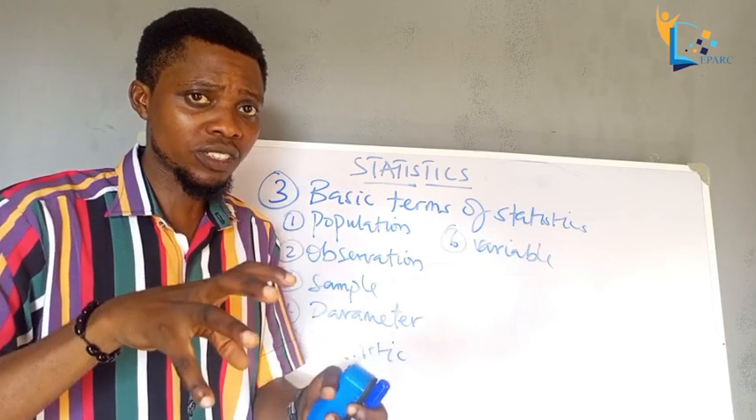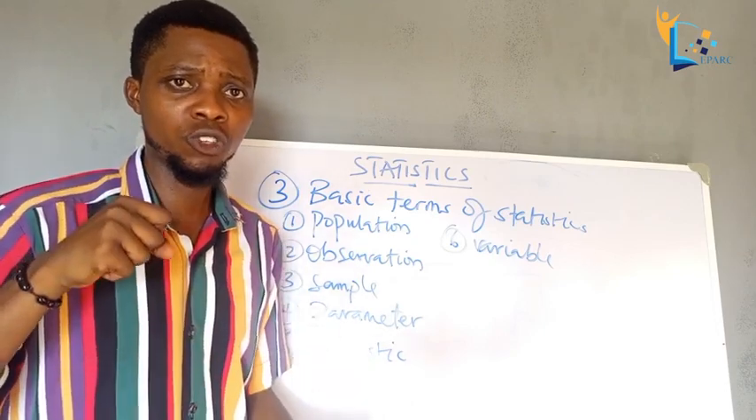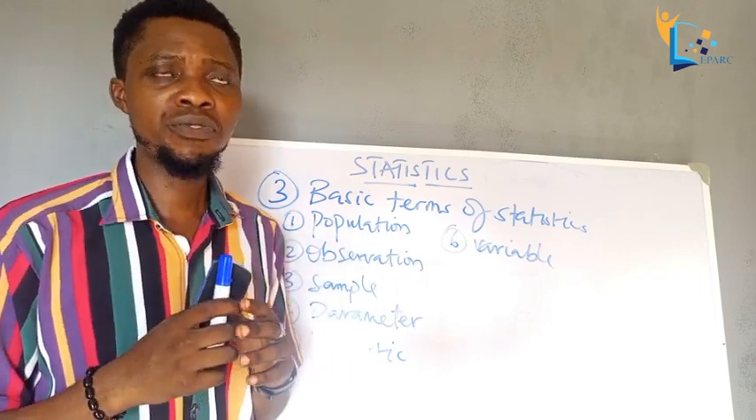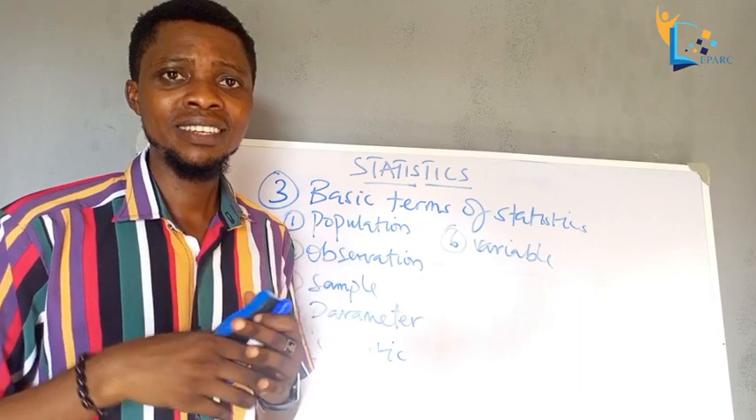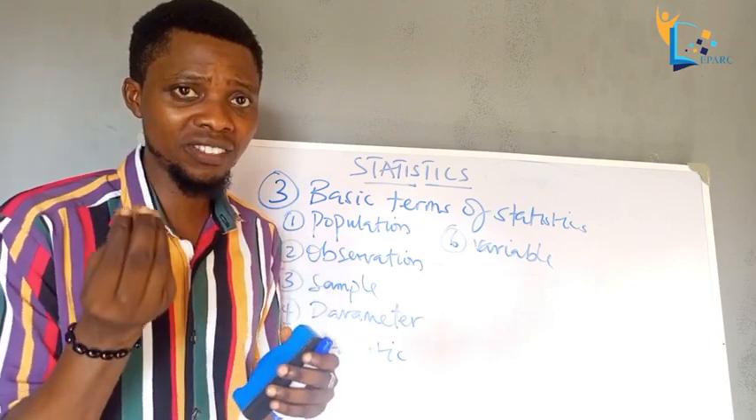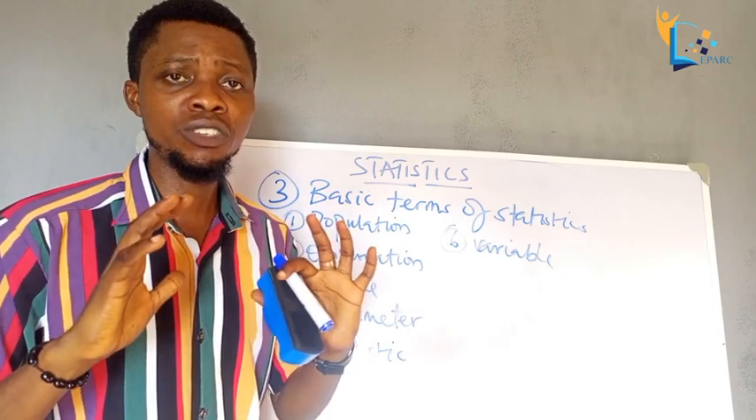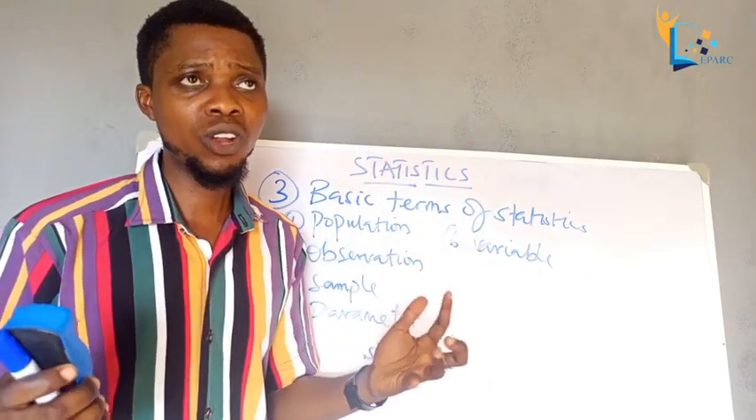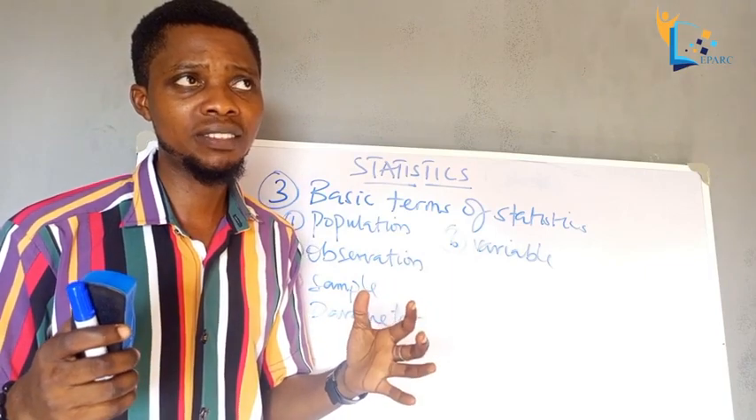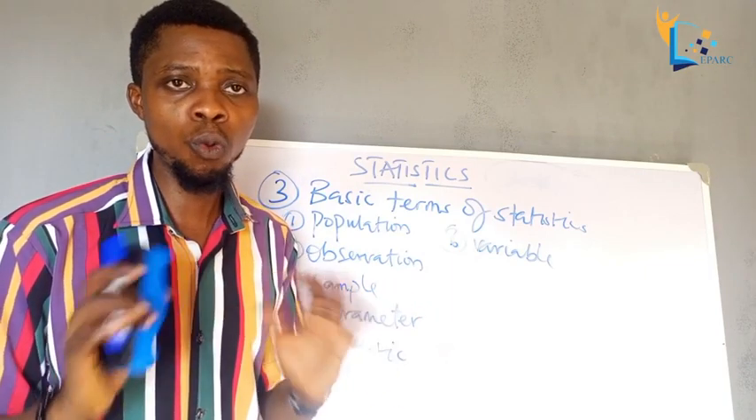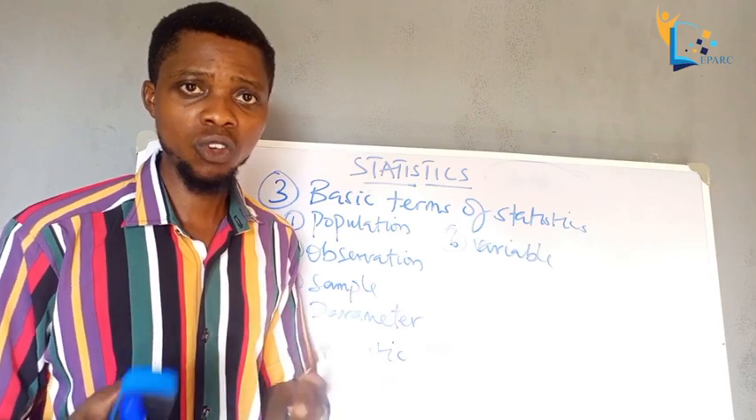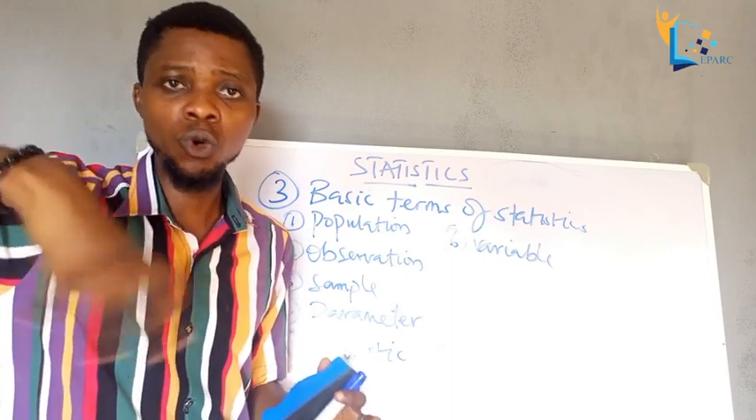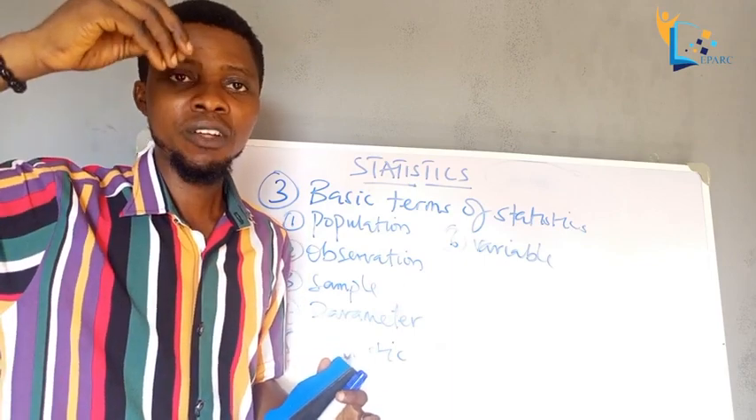That portion that is taken out of the population to be investigated. For instance, if 10 small business owners are pulled out of the total business owners in a particular location. Let's say a particular location like Kubwa in Abuja, Phase 4 particularly. All the business owners there are the population.